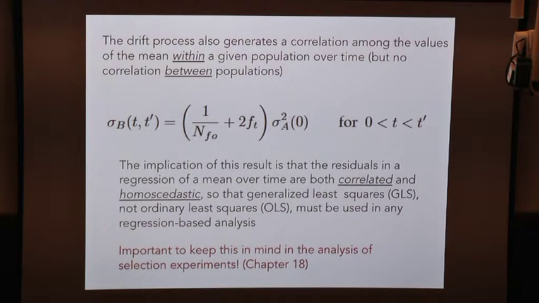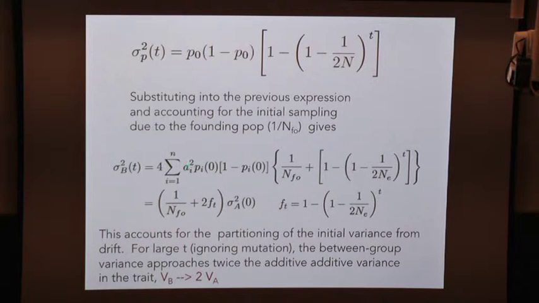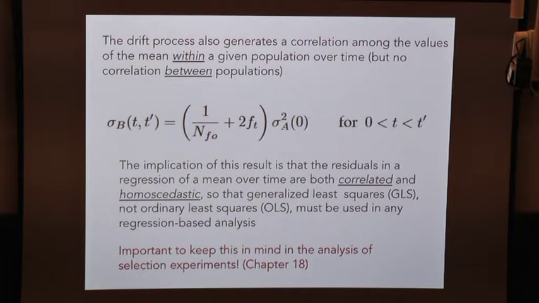This is a technical aside, but it's very important if you're going to analyze a selection experiment. Suppose I have a time series and I'm following a single population over a series of time points. What drift does is create correlations among those time points. So for example, the covariance between the mean at time t and the mean at time t prime in that same population, where t is less than t prime, is this. So the net result here is, number one, the variance in the mean changes over time. Number two, different time points are correlated.